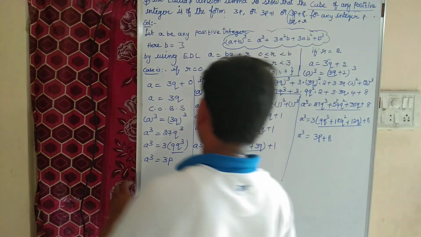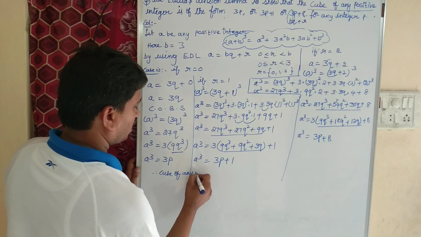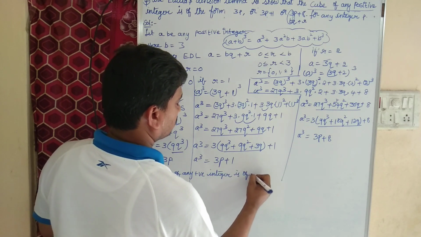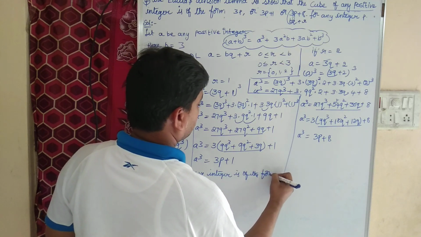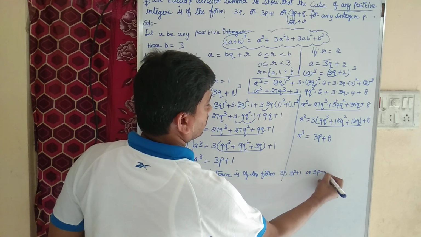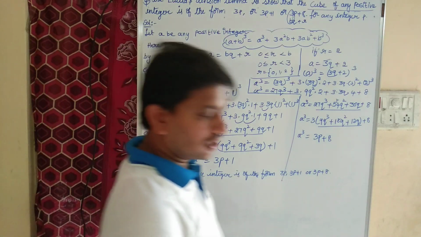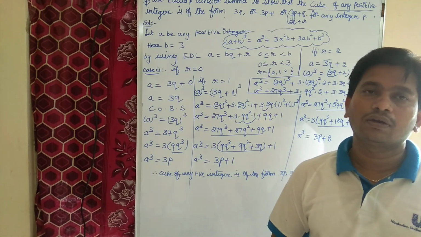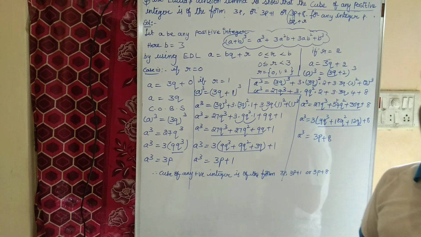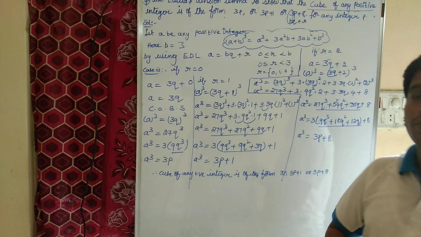Therefore, cube of any positive integer is of the form 3p or 3p plus 1 or 3p plus 2. Okay children? Yes, this is one of the most important topics from chapter number 1, 8 mark question, children. Okay children, after watching the video, even you need to practice, then only you will get. I hope this concept is very clear to you.